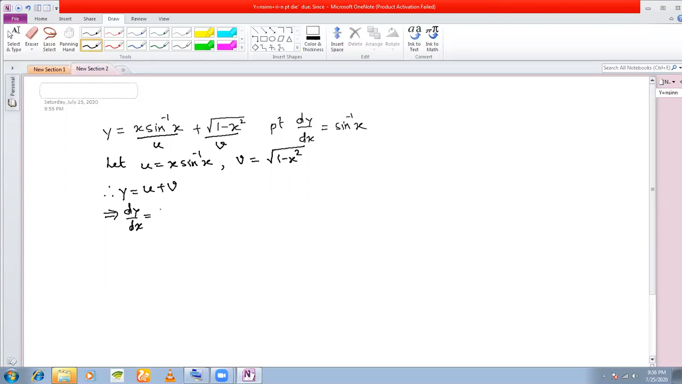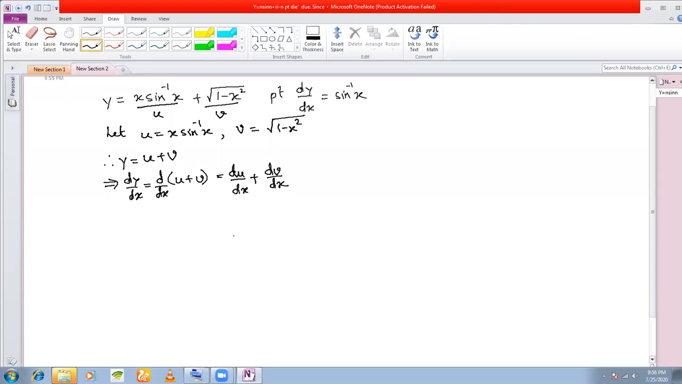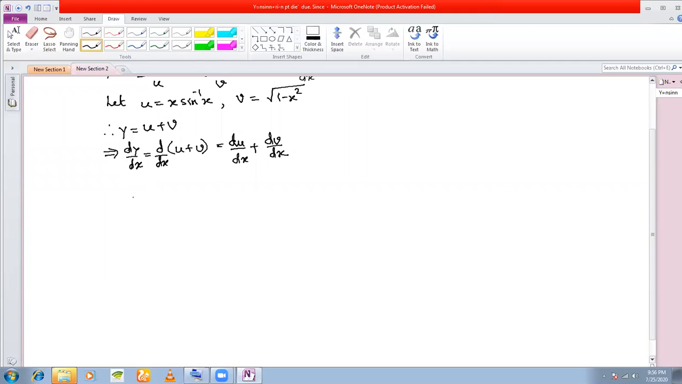dy dx is d/dx of u plus v, which is du dx plus dv dx. Right or not? Yes. We now proceed to find du dx. u is equal to x sin inverse x. This is a product of two functions. So if I use chain rules here, this is going to become very long. So I use it directly. Therefore, what is du dx?